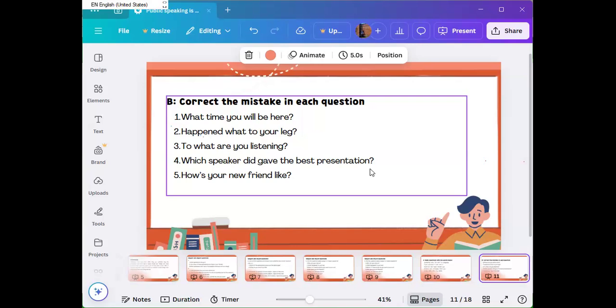How is asking for the situations, like all of the situations.